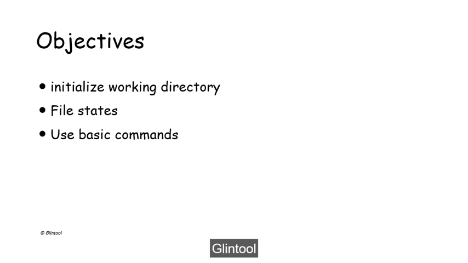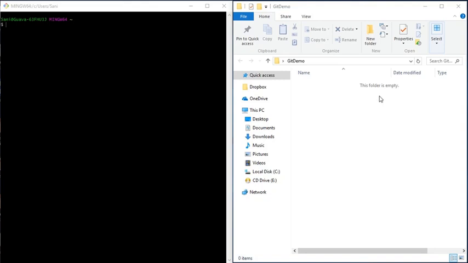Let's start with initializing a working directory with Git. I have created a folder on my desktop named Git Demo, and that folder is currently opened in File Explorer. I have also launched Git Bash, from where I will use Git. The first thing I will do on Git Bash is to change the working directory of Git Bash to the Git Demo folder.